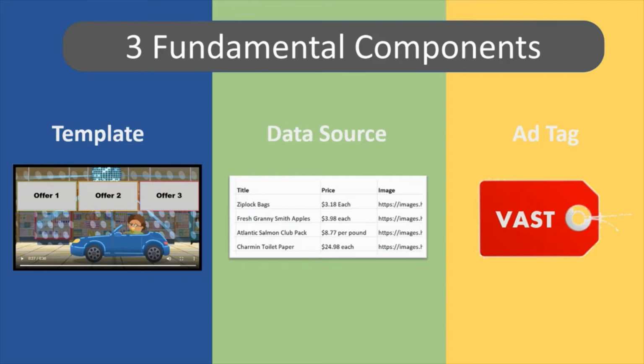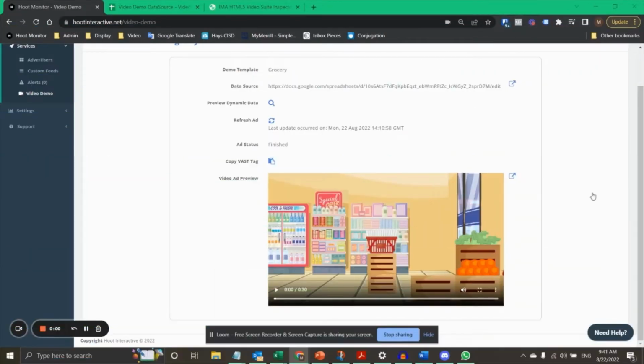And then third, there's always going to be an ad tag. And that's just the thing that you give to your campaign manager. They set it up in the media buying platform to run a live campaign. And that ad tag is what calls up the dynamic ad anytime it's run. So now let's take a look at those same three components in a live example.